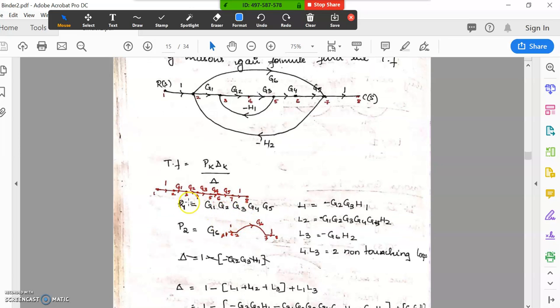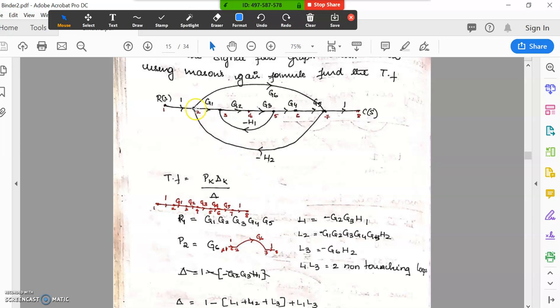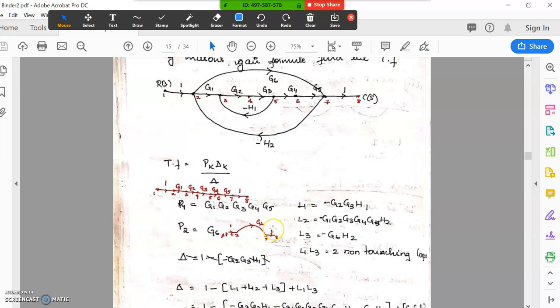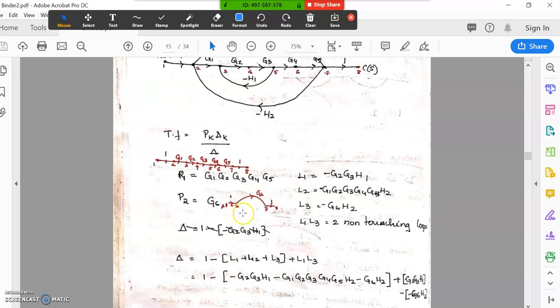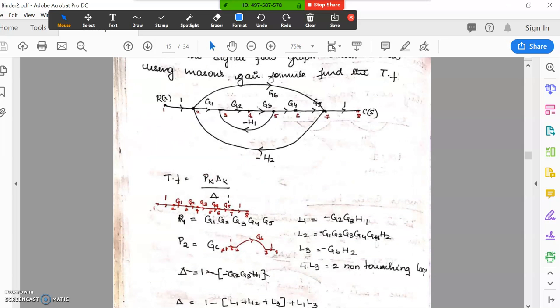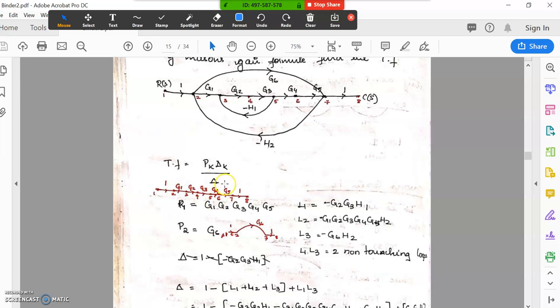So the gain of the first path will be G1, G2, G3, G4 and G5. Do you have a next path? Yes. See this, G6 and 1. It starts from R, S, 1 into G6, into 1 again. So 1 into G6 into 1. So the gain will be G6 for the second path. Next, is there any other path? No, we don't have any other path.